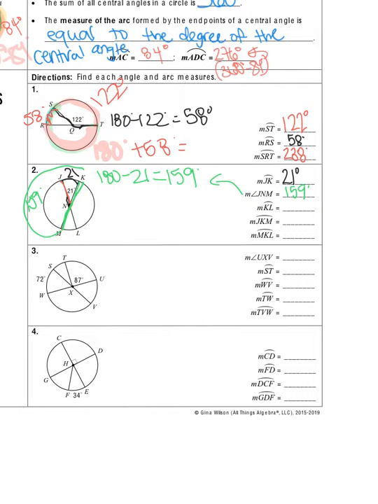To find KL, similar ideas. I know that this is 21 and KL is right here. There are two ways to find it. I can do 180 minus 21 again, or I know that if this is 159, this is 159 because they are vertical angles. So that would also be 159.